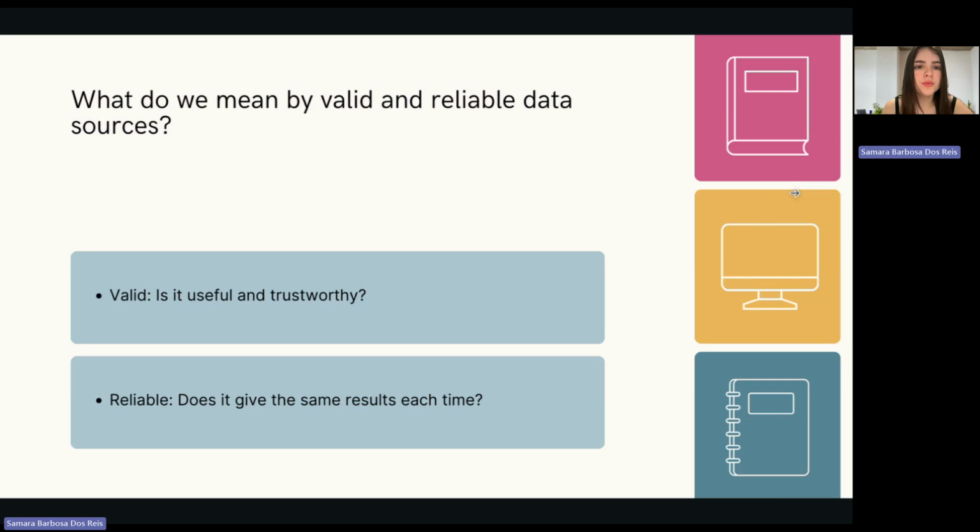So what do we mean by valid and reliable data sources? Reliable data sources are those that give you consistent results. For example, if we run a usability test on 2 different days and get the same results, our data is reliable. Reliability helps us trust that our design decisions are based on solid, consistent evidence. So valid: is it useful and trustworthy? And reliable: does it give the same result each time? So we are like double checking, right?